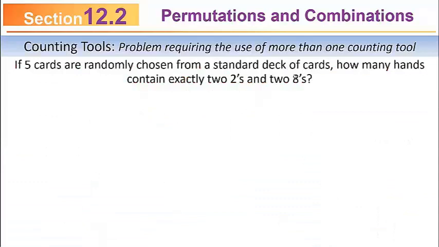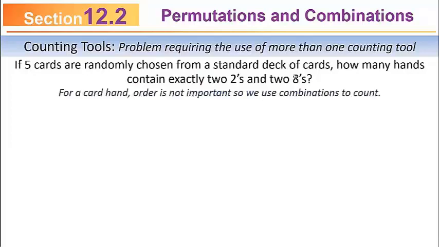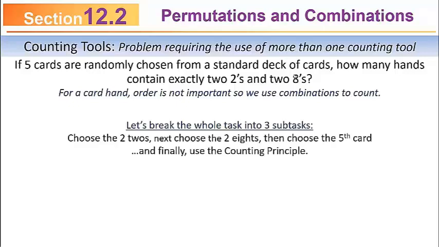If 5 cards are randomly chosen from a standard deck of cards, how many hands contain exactly 2 2s and 2 8s? It's very similar to the other problem, and for the same reason, order doesn't matter, so these are going to be combinations. Also, like the last problem, it's actually going to be a counting principle problem at the base, but this time there are 3 subtasks, or 3 stages. This is a 3-stage experiment. The first stage, you're going to choose your 2s.